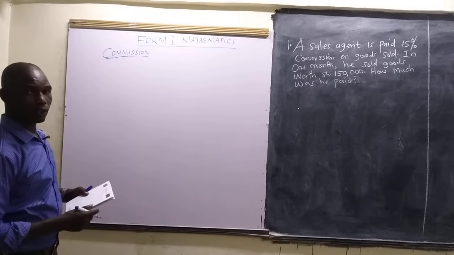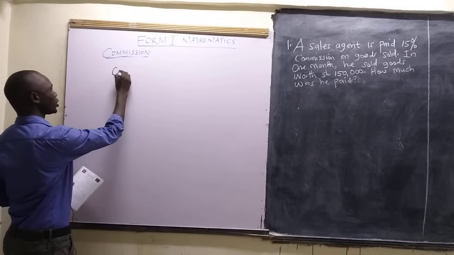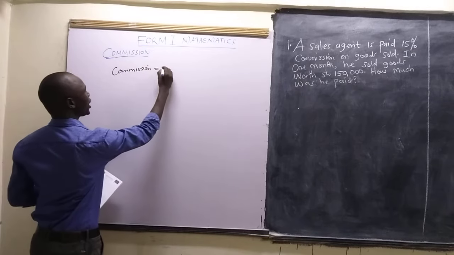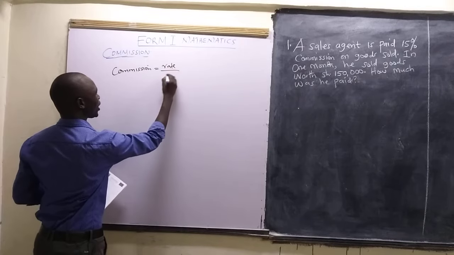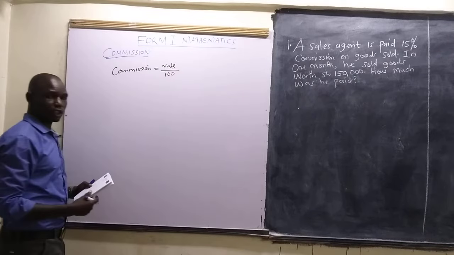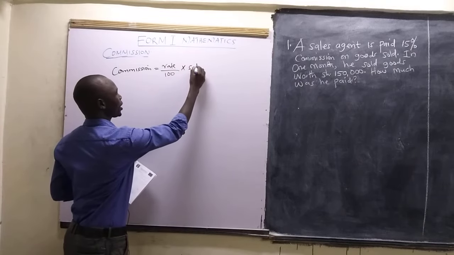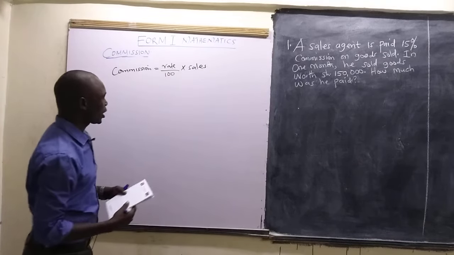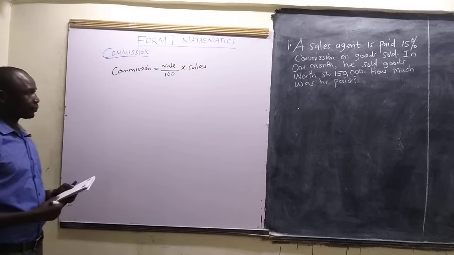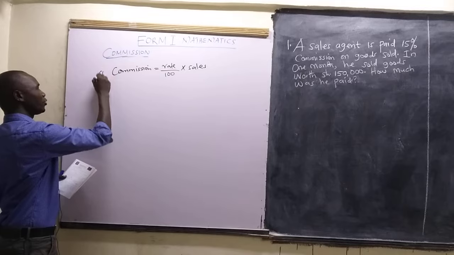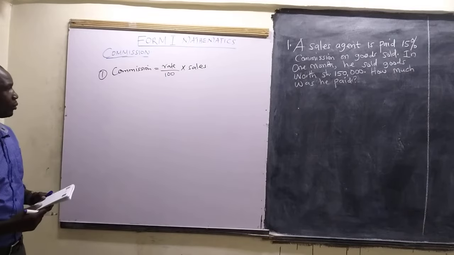How do we calculate commission? To get commission, commission is usually given by the rate over 100, because rate is usually expressed as a percentage, then we multiply by the sales that these people have made. That is the formula we use to calculate commission for the people who are only paid commission.